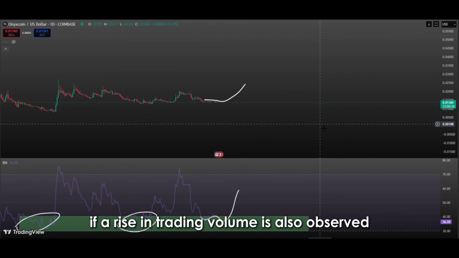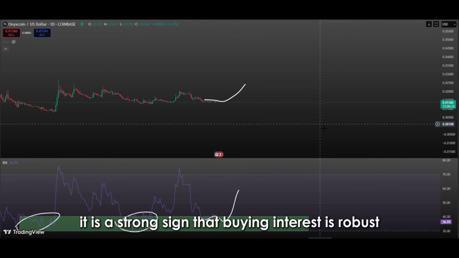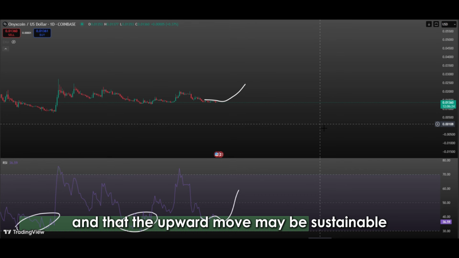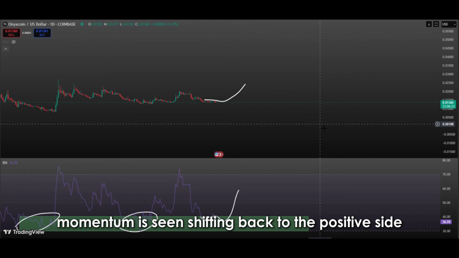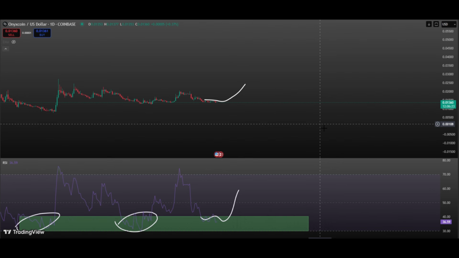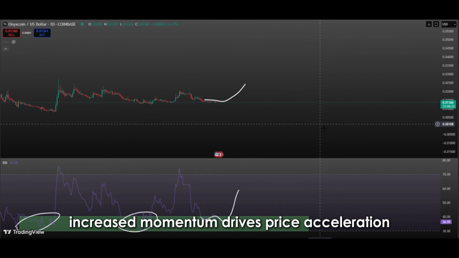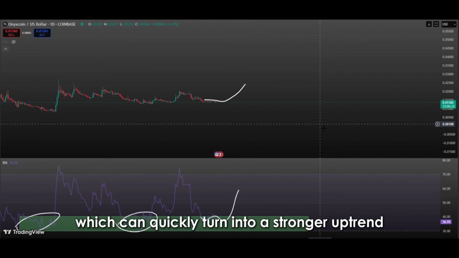If a rise in trading volume is also observed at this stage, it is a strong sign that buying interest is robust and that the upward move may be sustainable. Additionally, if the RSI turns upward from this zone, momentum is seen shifting back to the positive side. Increased momentum drives price acceleration, which can quickly turn into a stronger uptrend.